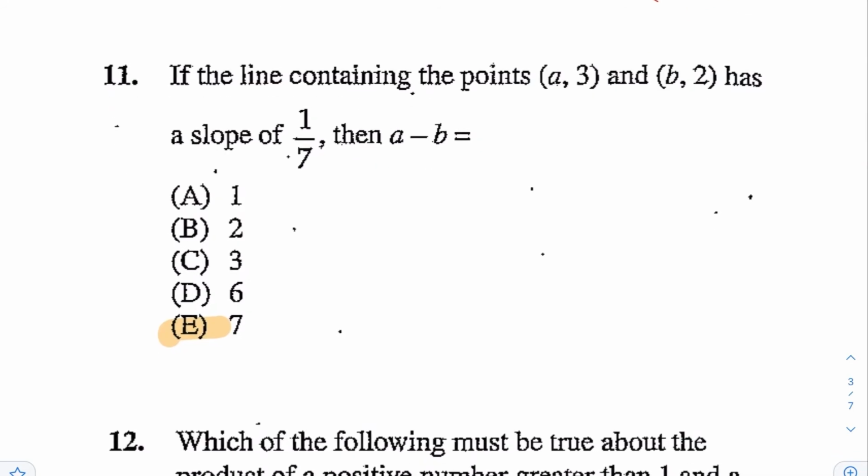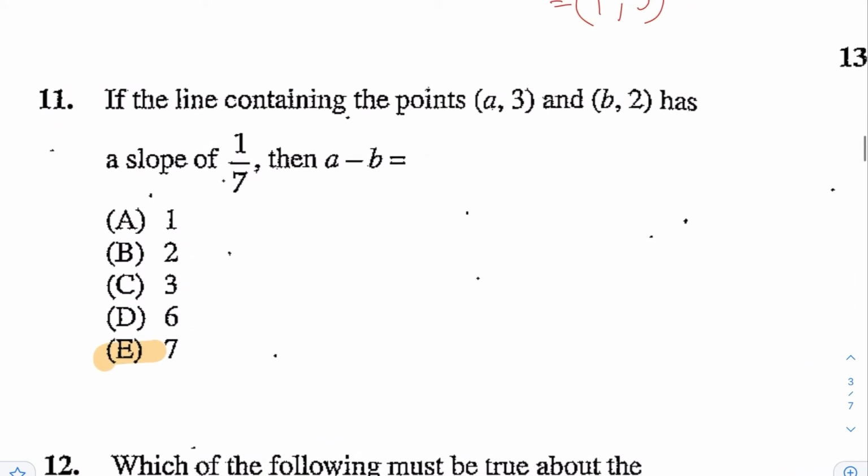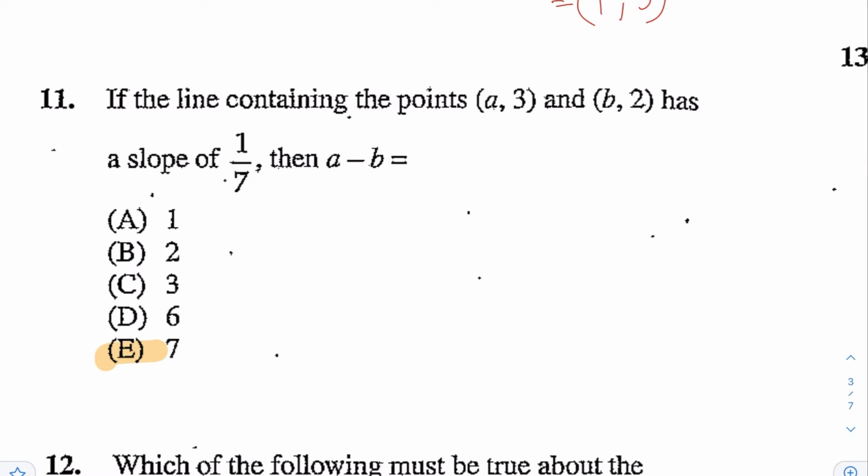All right, next for number 11. If the line containing the points (a, 3) and (b, 2) has a slope of 1/7, then a minus b is equal to. So here you just have to set up the slope formula.